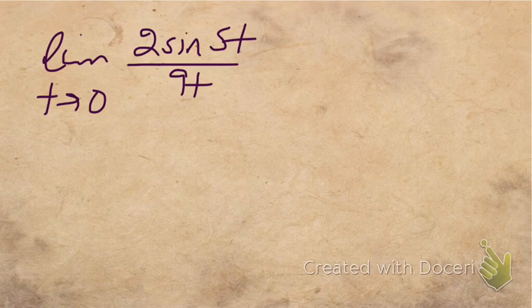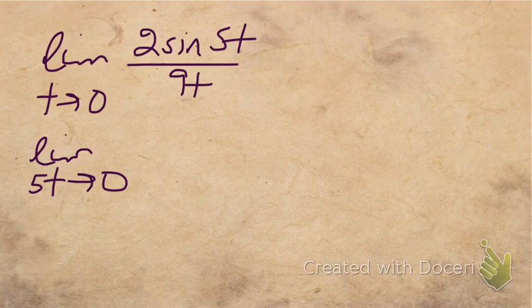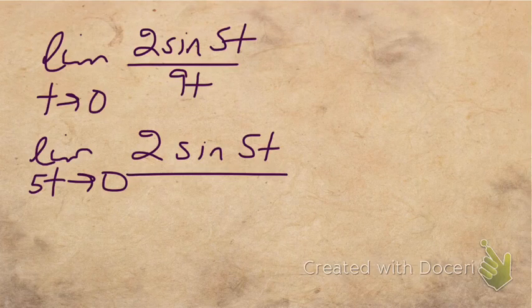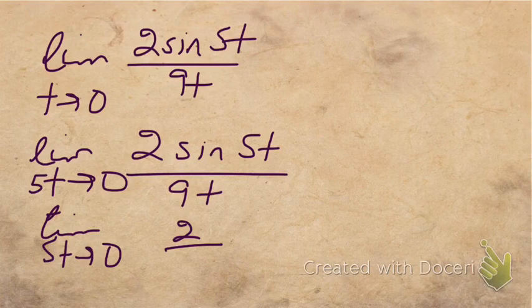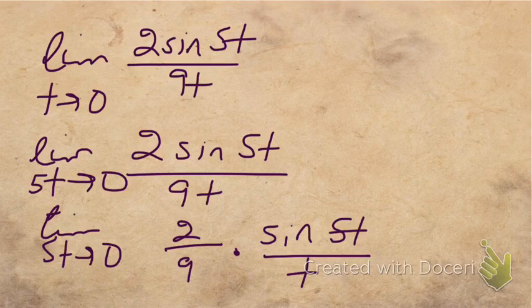Now, if we look at the limit as t goes to 0, that's the same as if we were talking about 5t going to 0. Wouldn't matter. And I do have 5t up top. I don't quite have that in the bottom. Let me try to break this down a little bit. Now, we could say that that's 2 divided by 9 times the sine of 5t divided by t.